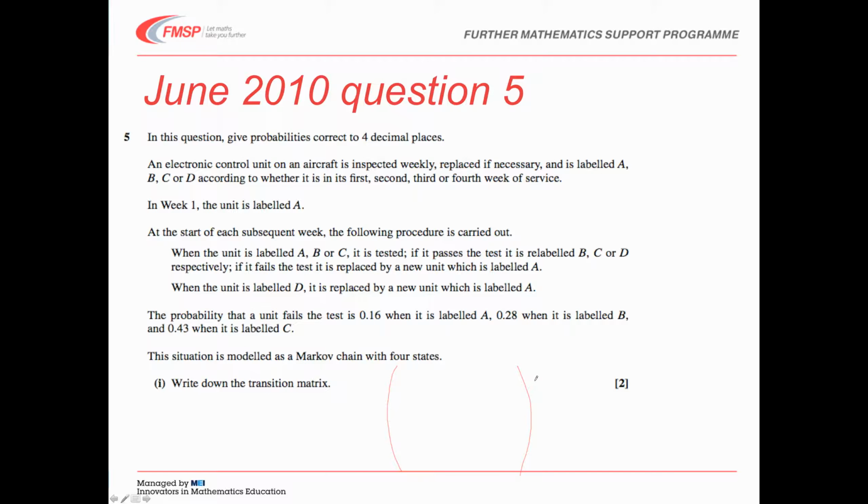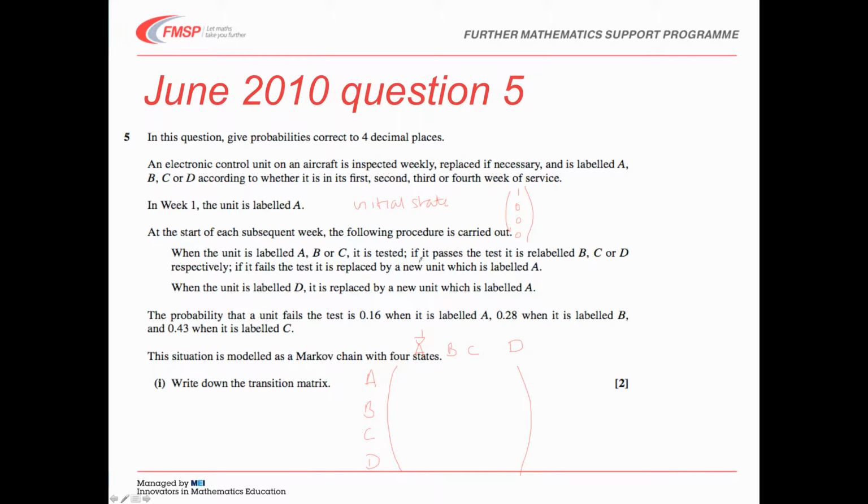We've got quite a lot of information to read, and that's pretty common. An electronic control unit on an aircraft is inspected weekly, replaced if necessary, and is labelled A, B, C or D. So we've got this matrix. They're not going to worry too much about you writing the A, B, C or D down, but it can be useful to do it. In week 1, it's labelled A. So if we do want to write an initial state, it would be 1, 0, 0, 0. However, it's quite easy just to read it from the A column. It's an easier example when you've got an initial state which is just in one unit.